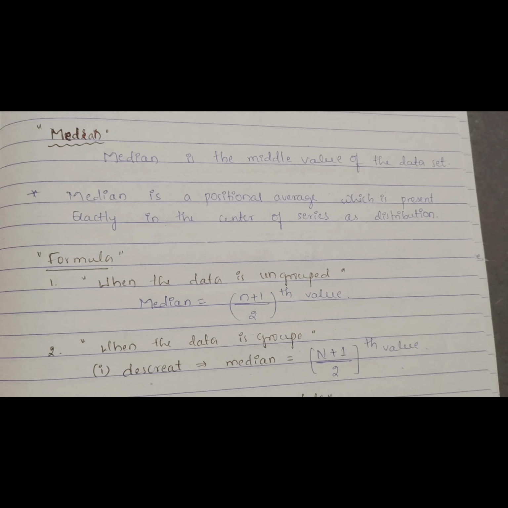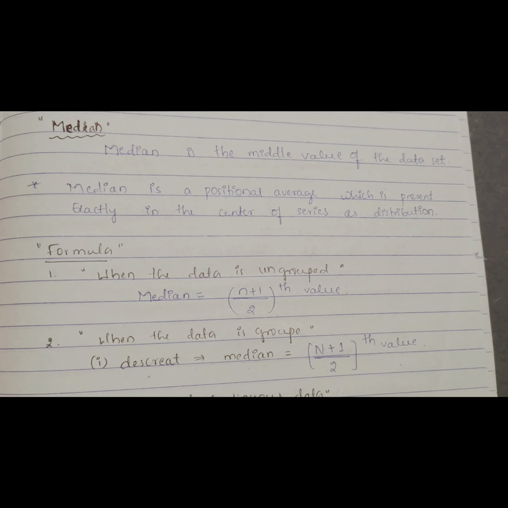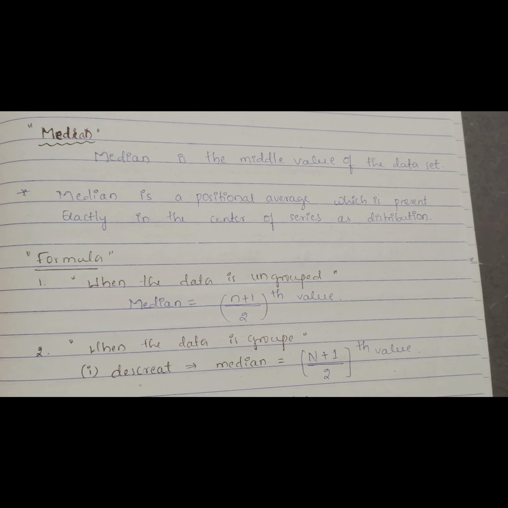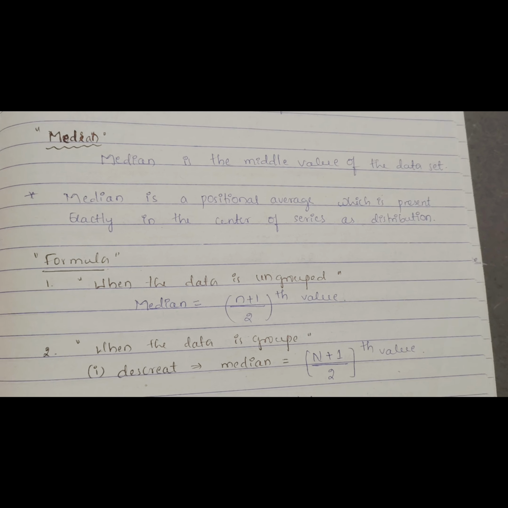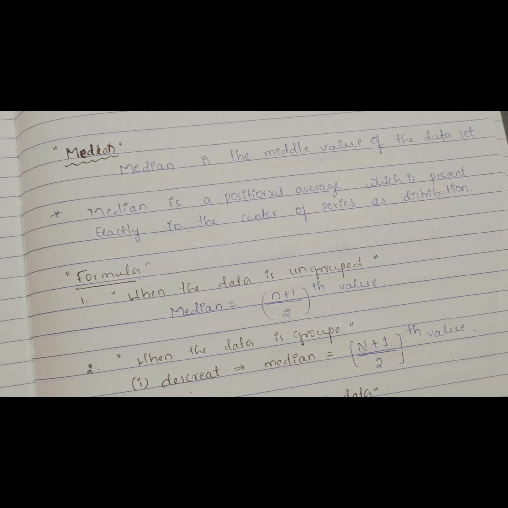So today's topic is median. Just to recap yesterday's class, that is measures of central tendency. The first type is mean, and the formulas to calculate mean. And this is median, the second type of measure of central tendency, which is nothing but a positional average. Here median is the middlemost value of the data set. Median is a positional average which is present exactly in the center of the series or distribution.